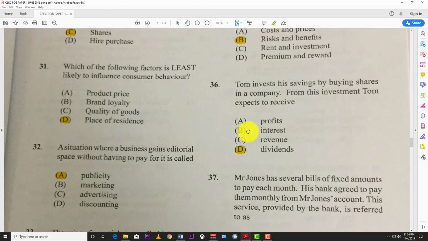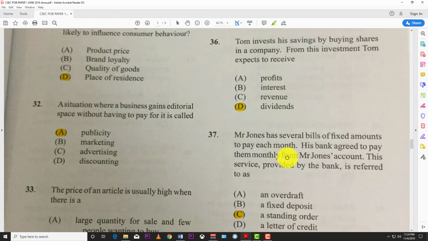36. Tom invests his savings by buying shares in a company. From this investment, Tom expects to receive, of course, your reward for investing in shares would be dividends. So the best answer here is D, dividends.